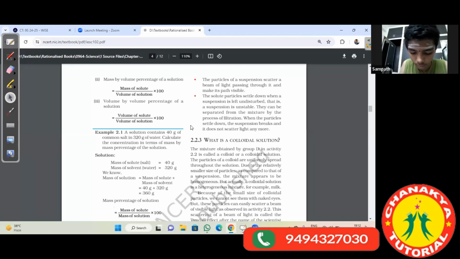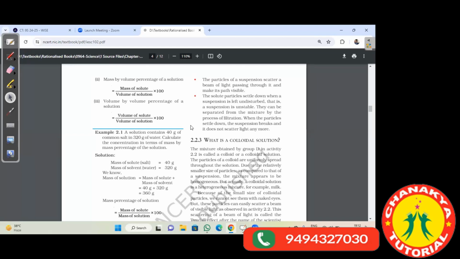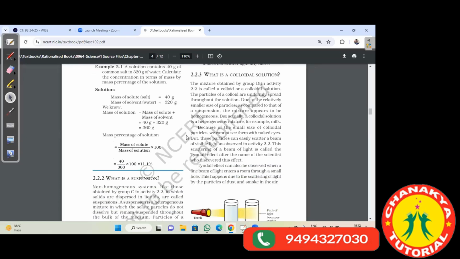Okay, so that is only with the true solutions, where the particles are very small, and there we do not find any Tyndall effect. There is no scattering of the light. Now the colloidal solution. Most students understand true solutions and suspensions very well, but the problem lies with the colloidal solution. Generally, students are not able to find out which solution will be a colloidal solution.